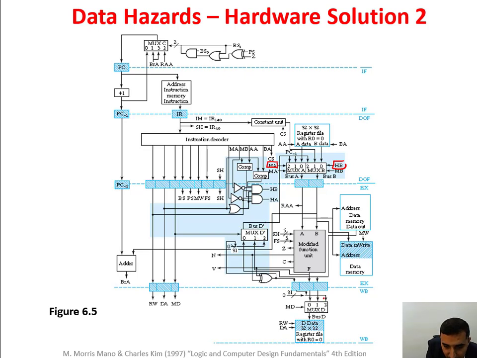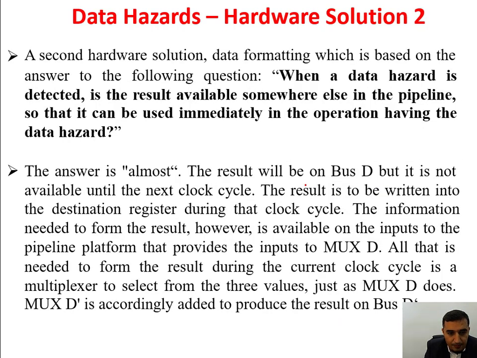So we are going to read the values from mux D much earlier, before they are written to the register file. So we have a copy of mux D happening here. If we detect a hazard, we take the result and read it from mux D, as simple as that. The second hardware solution, data forwarding, is based on the answer to the following question. When a data hazard is detected, is the result available somewhere in the pipeline so that it can be used immediately in the operation having the data hazard? The answer is almost. The result will be in bus D, but not yet available to the register file.